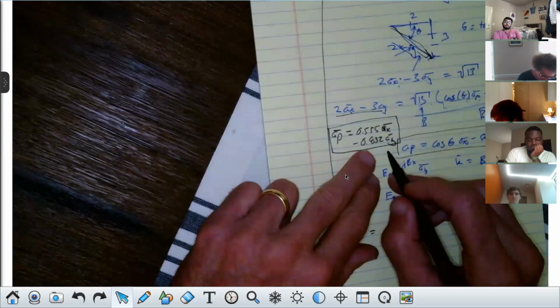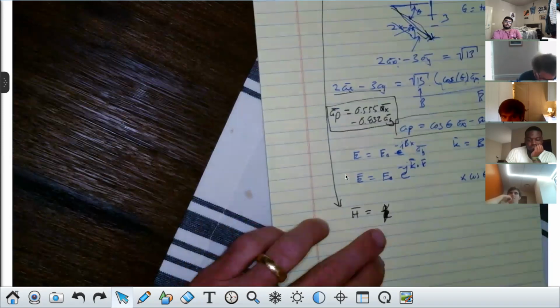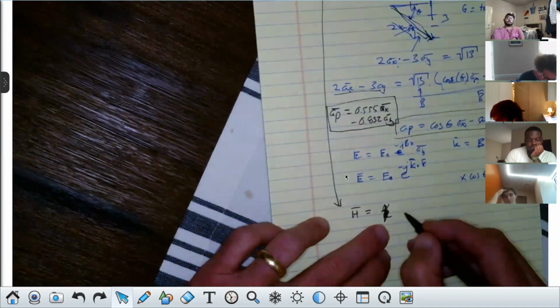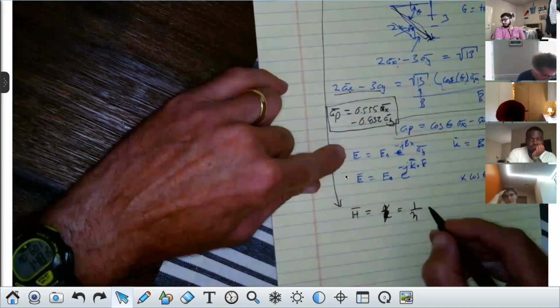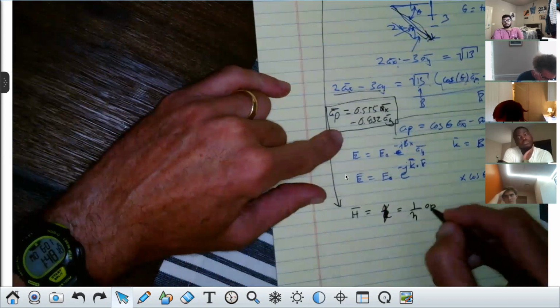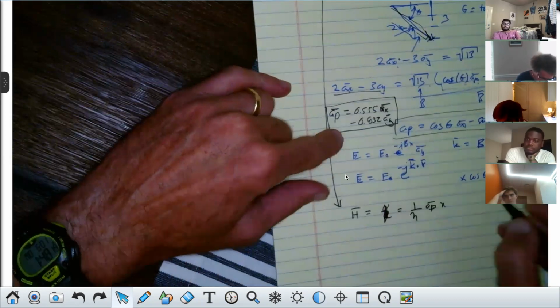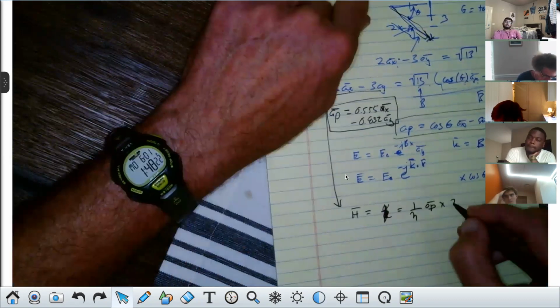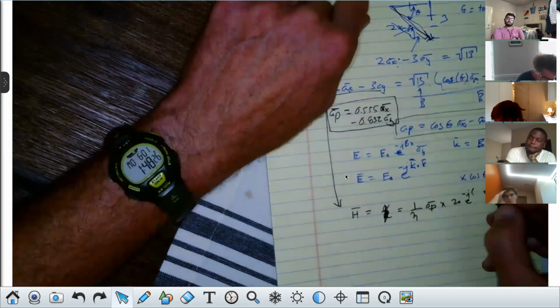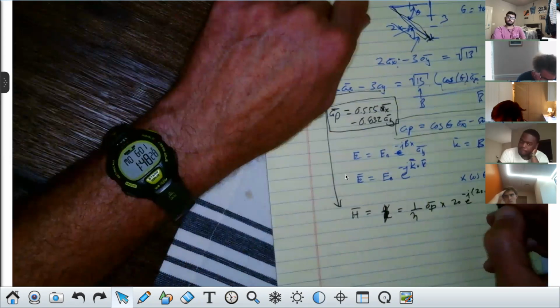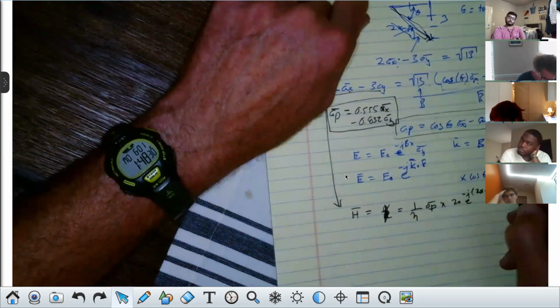Once I have that, I get H, and I use the formula in the book because this is a plane wave. I take 1 over eta, assuming free space. Then I take this unit vector right here. Then I cross it into the E field. My E field actually was 20e to the minus j, we're going to be doing this today, by the way, (2x minus 3y) in the a_z direction.